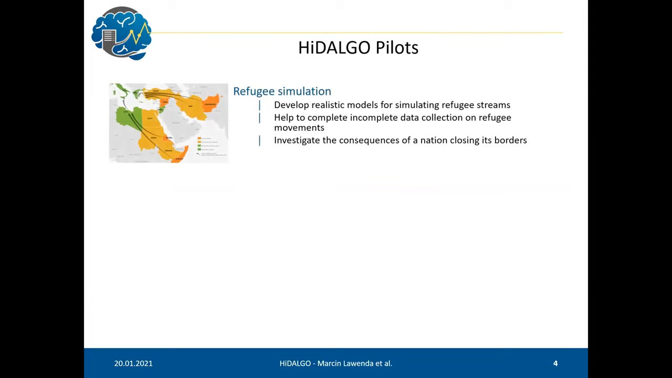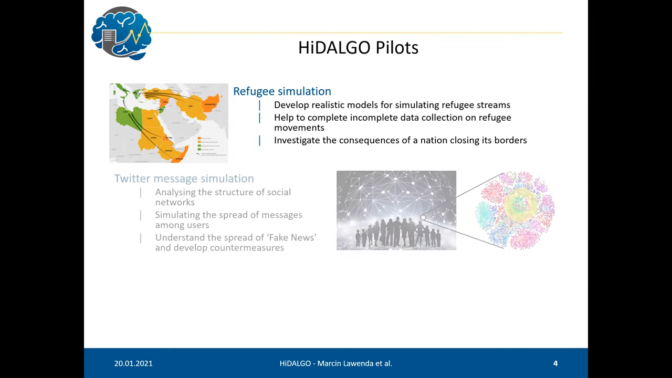Okay, but the work in the project is oriented around three main use cases. The first one is the refugee simulation. In this use case, we are going to develop some realistic models for simulating refugee streams to help complete some incomplete information on refugee movements, which could help decision makers and investigate what the consequences are of a nation closing its borders.